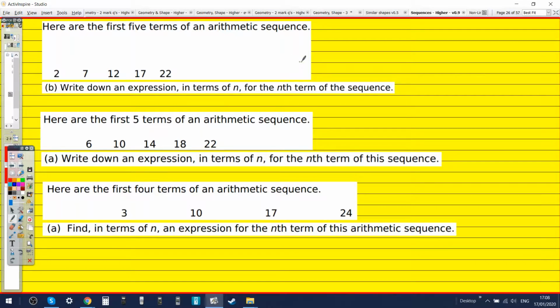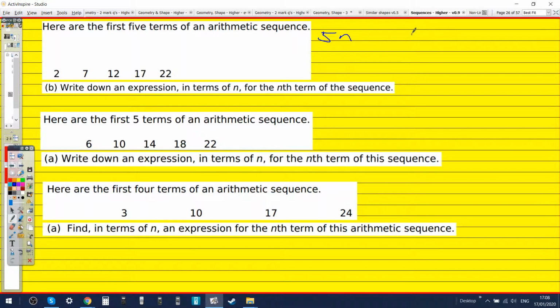Okay, do you remember how you do these? I think so. So there's a difference of 5 between each number. So I think it's n plus 5. No. It is 5n. Just 5n? And 5n is the 5 times table.